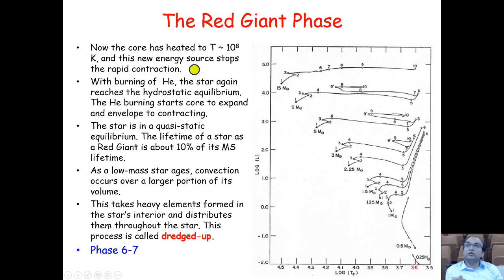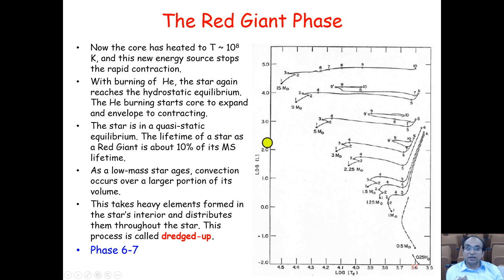So now the core has heated up to 10 to the power 8 Kelvin, that is 100 million Kelvin, and this new energy source stops the rapid contraction. Now at the core the helium ignition has started, that is, helium fusion has started here. With the burning of helium, the star again reaches hydrostatic equilibrium. The helium burning causes the core to expand and the envelope to contract again. The star is in quasi-static equilibrium again.